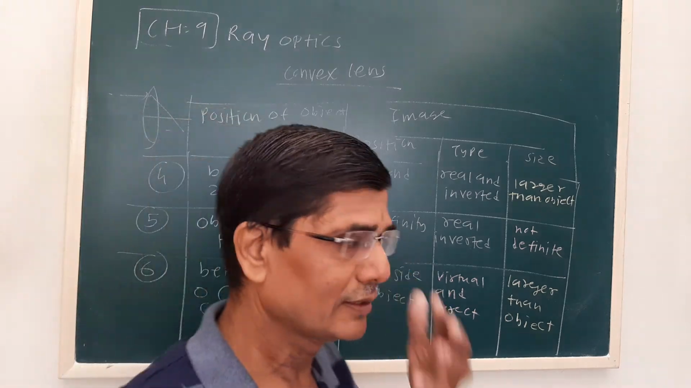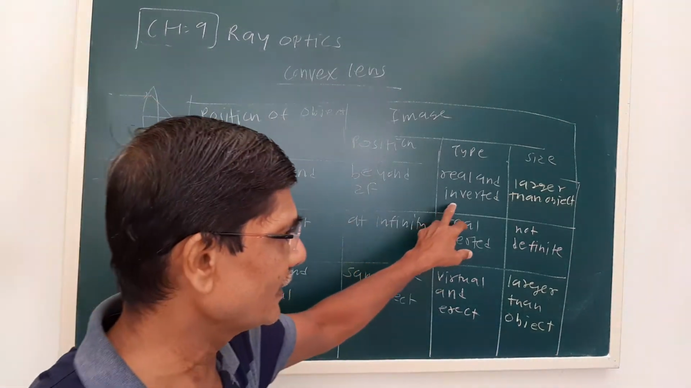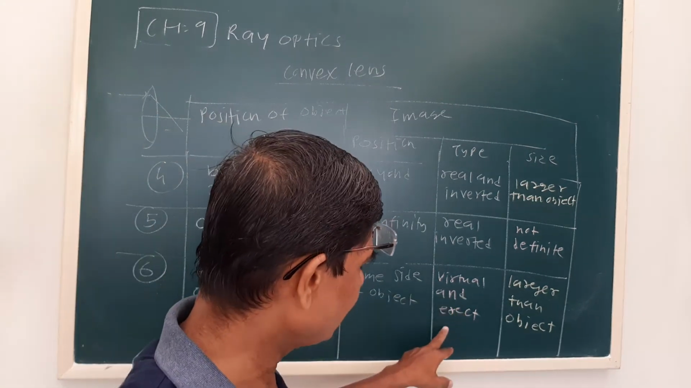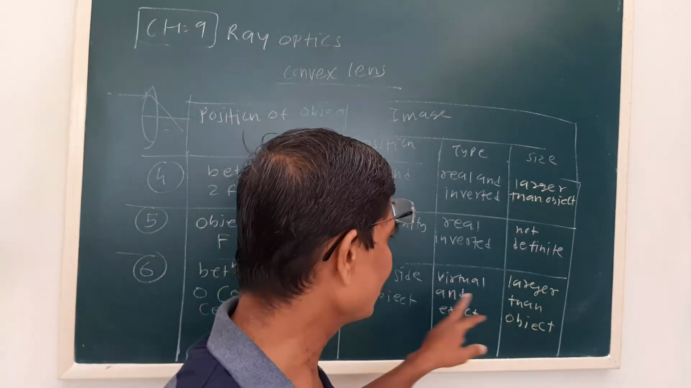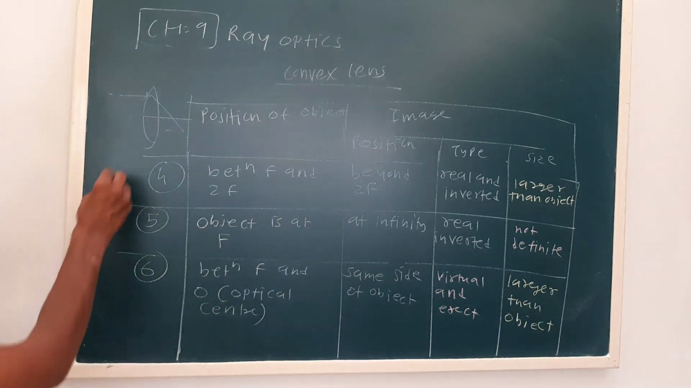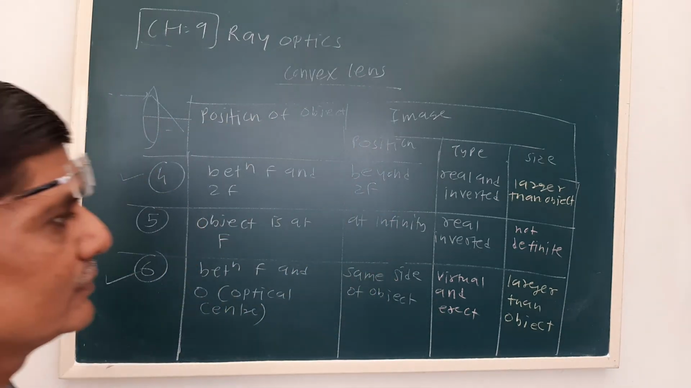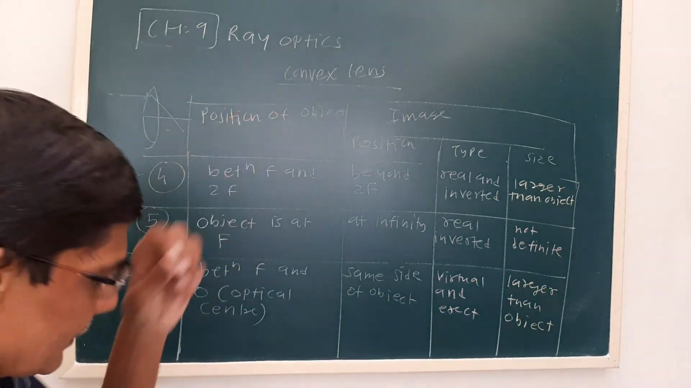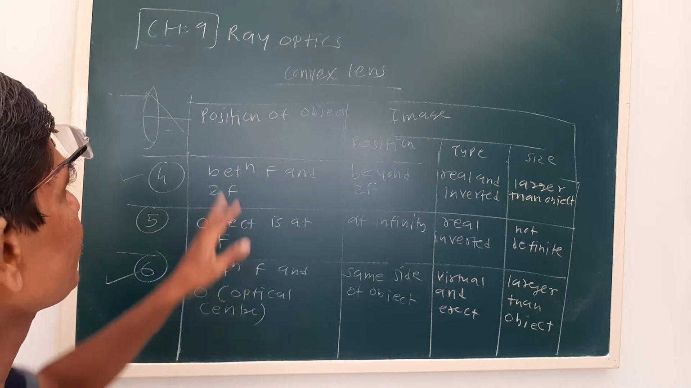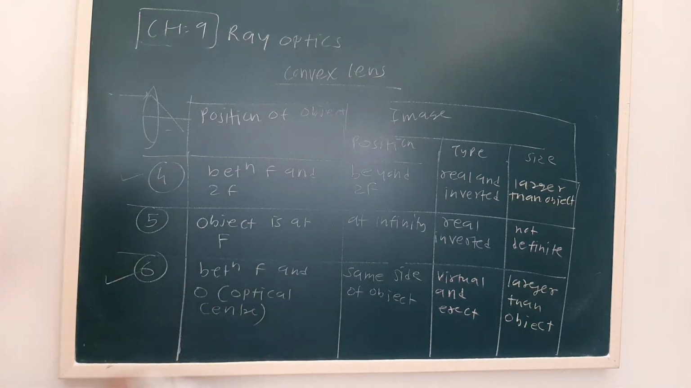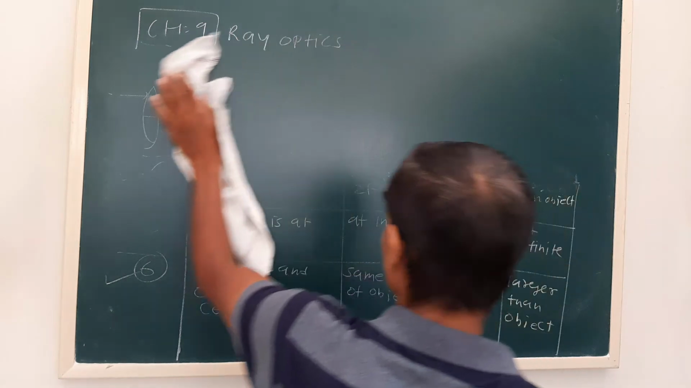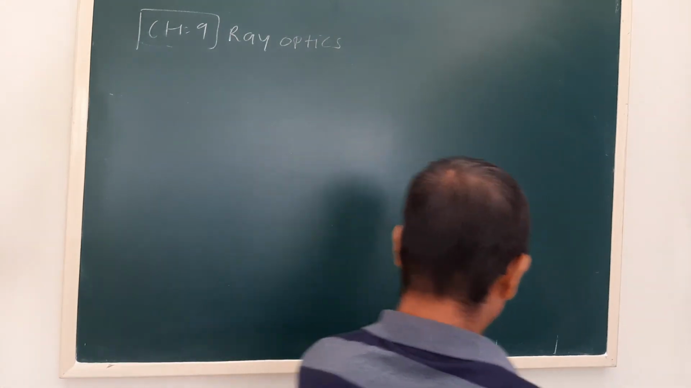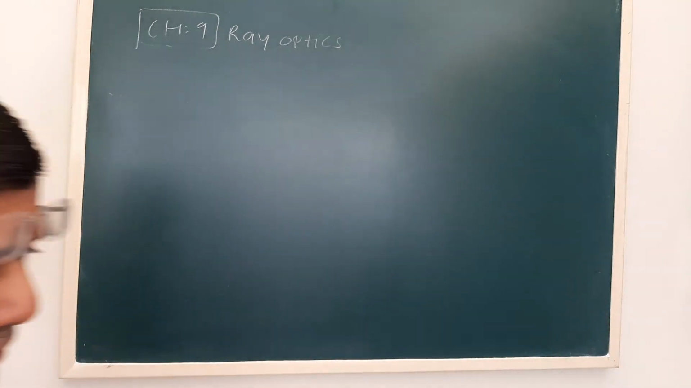There are two possibilities. One, the image is real and inverted and larger than the object. Second possibility, the image is larger but it is virtual and erect. So these 2 conditions we have to remember very well when we want to obtain a larger image of an object from a convex lens. So these are the 6 cases for the convex lens. Now, as I told you, try to draw the diagram and verify what we have written here.